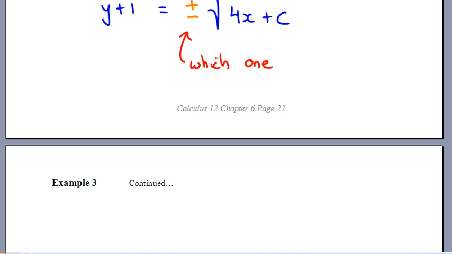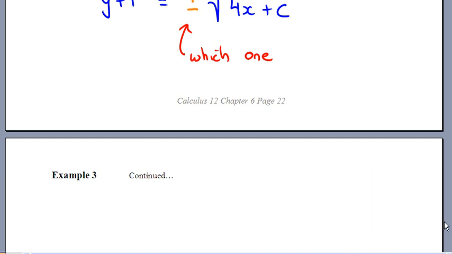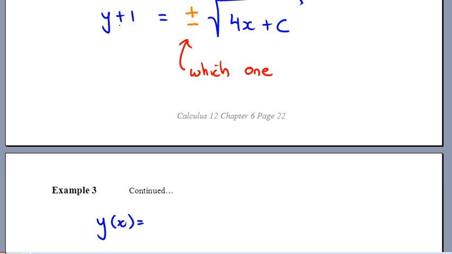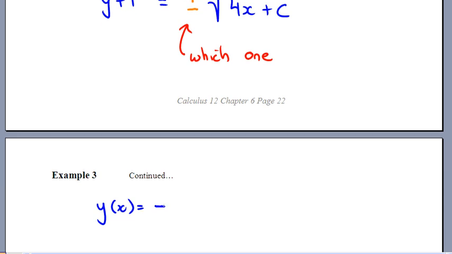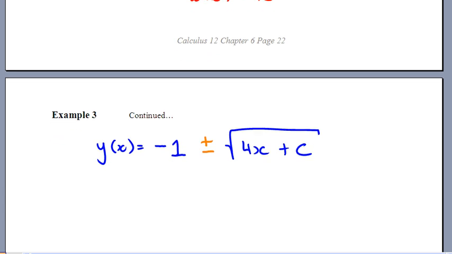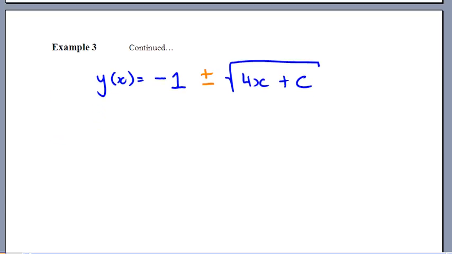So right here, let's keep going on this. Right now, if I solve for y, I could say y, it's a function of x, is equal to, moving this 1, I'm going to have a -1, and then I still haven't decided yet, add or subtract, it's going to be one of those, the square root of 4x plus some constant that I just haven't established yet. Well, we're going to find out whether it's plus or minus right now, as soon as we look at this initial condition.